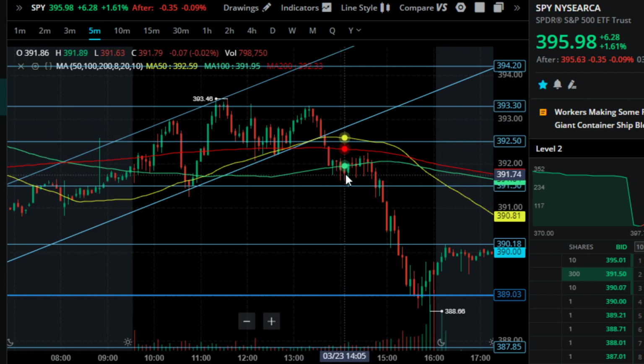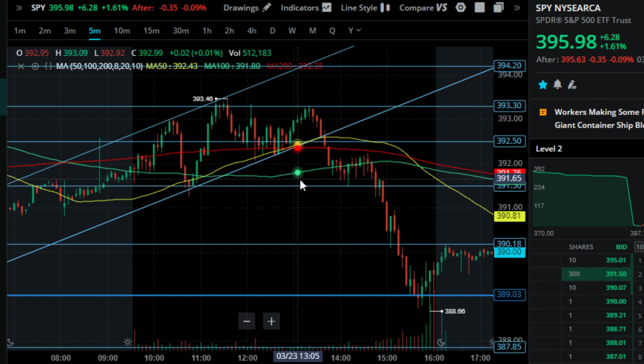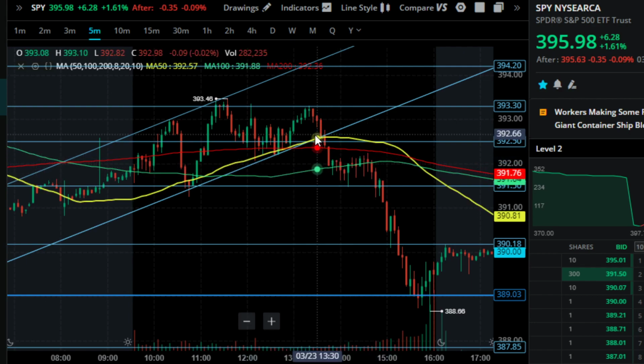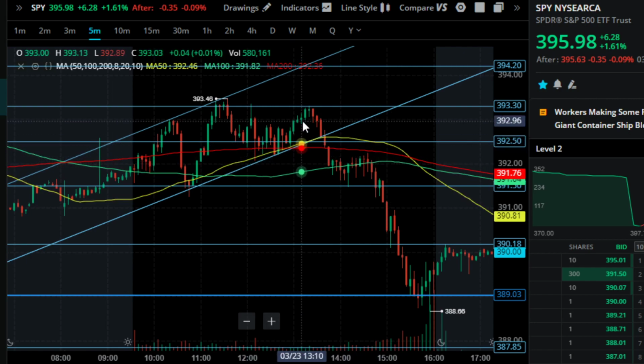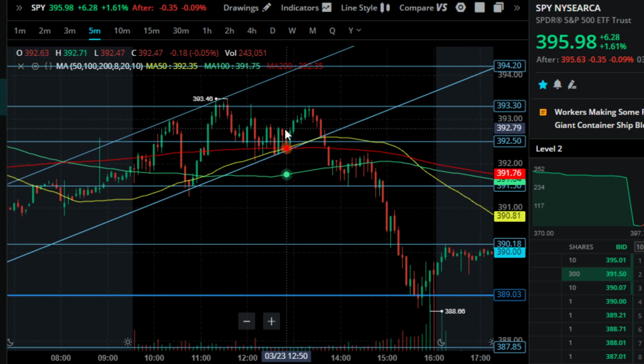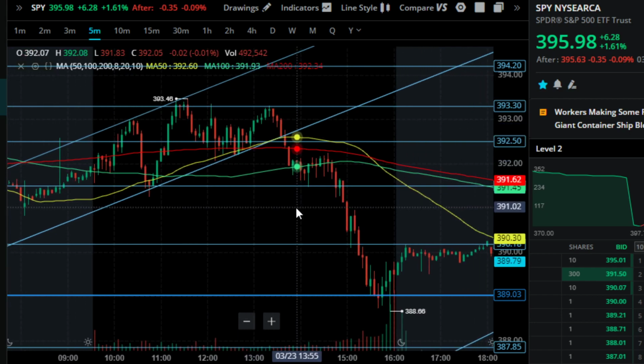Sure enough, worked, trimmed a little bit on our MAs right here, but we didn't get rid of them all because we have all that overhead resistance. We knew we're going to see some downside. We're not going to see a bear flag break down and then not have much movement.